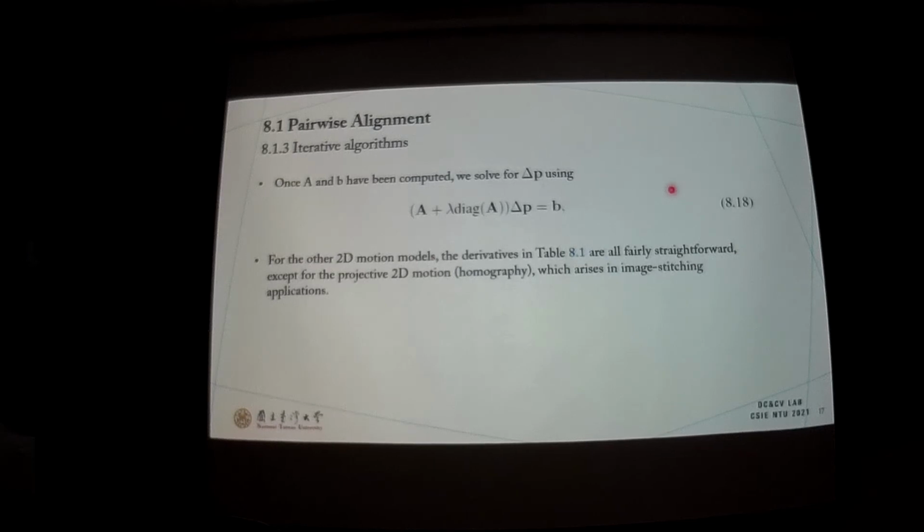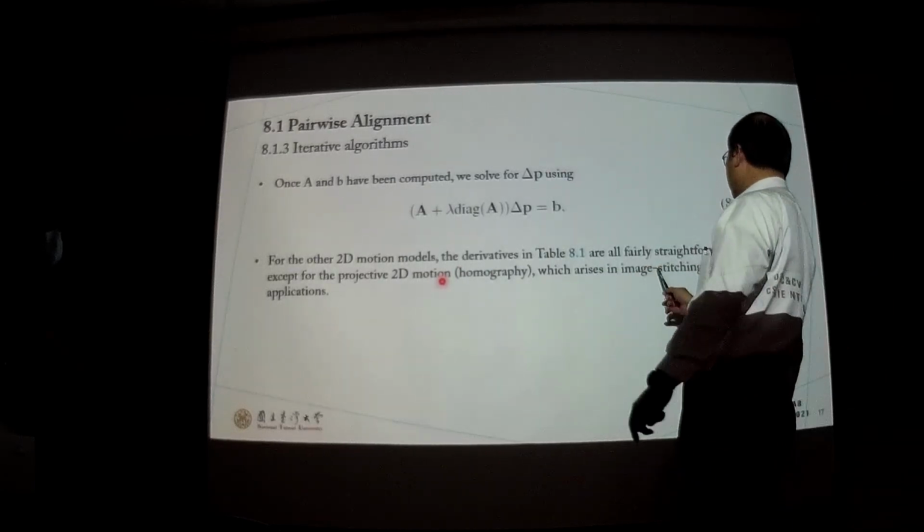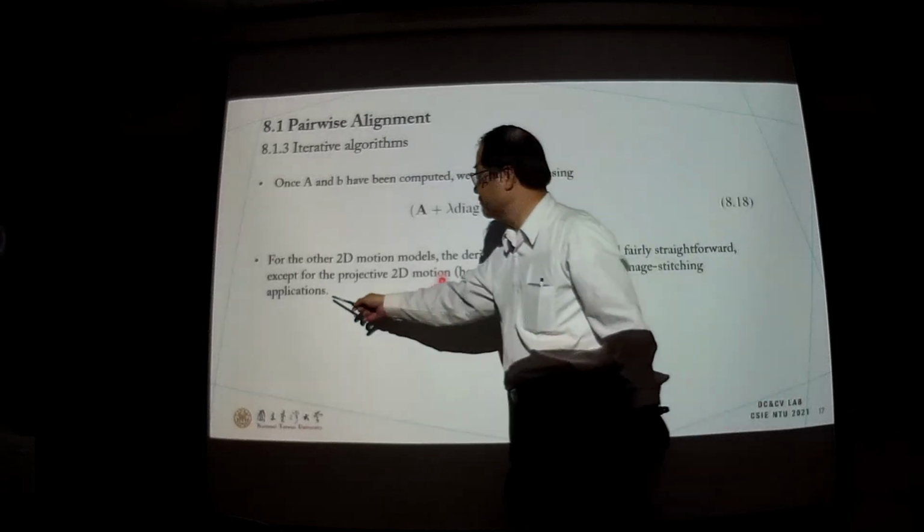And one note is that for the other 2D motion models, the derivations in table 8.1 are fairly straightforward, except for the projective 2D motion or homography, which arises in image stitching applications.